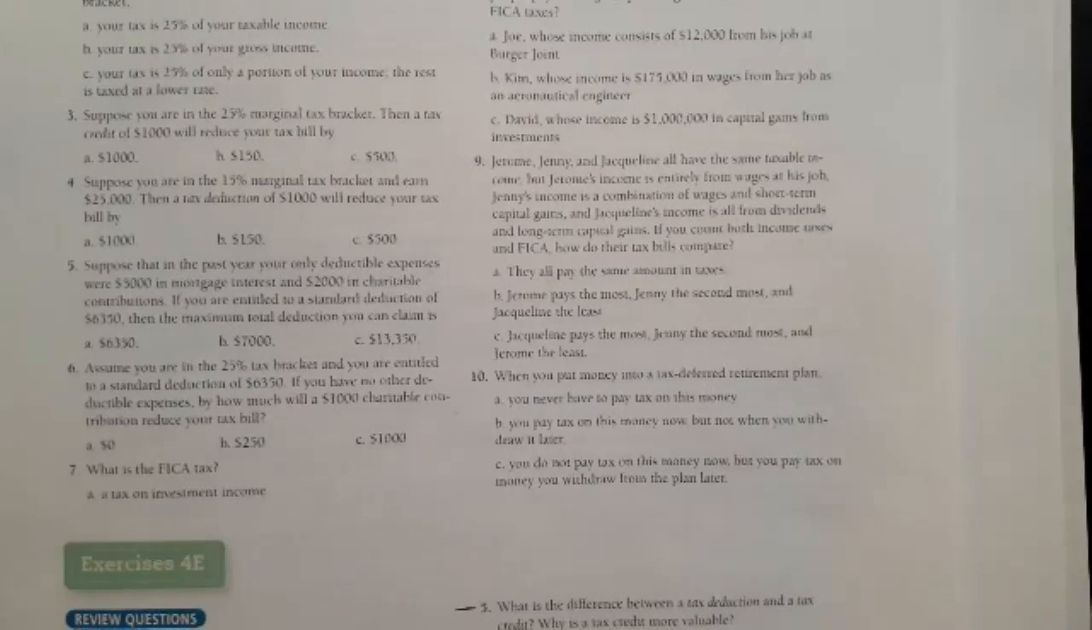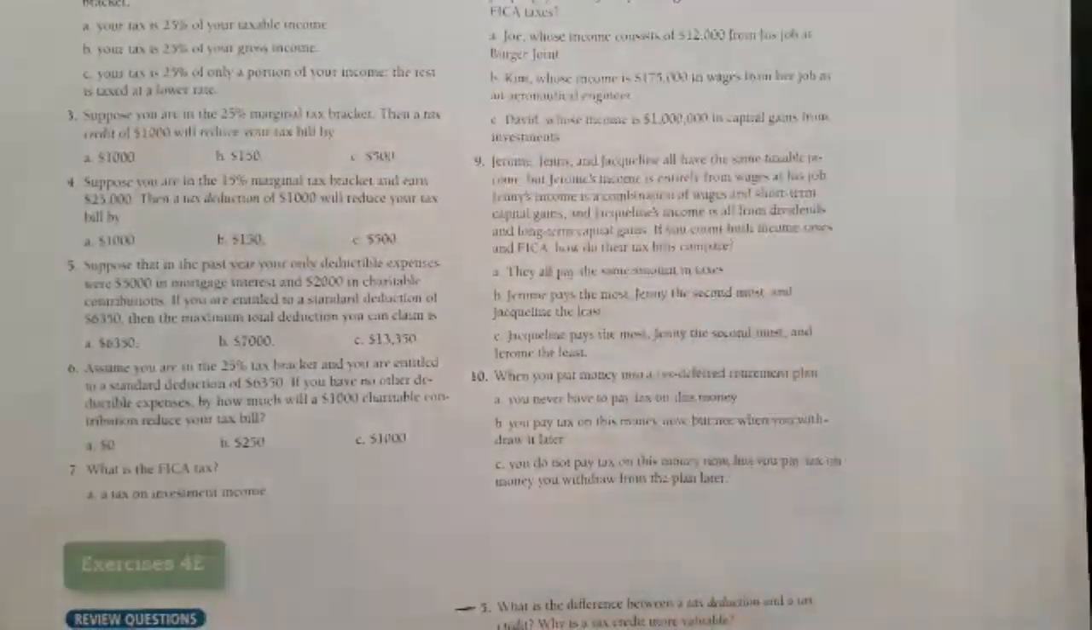For 5, suppose that in the past year, your only deductible expenses were $5,000 in mortgage interest and $2,000 in charitable contributions. If you are entitled to a standard deduction of $6,350, then the maximum total deduction you can claim is: 6,350, 7,000, or 13,350. And you say B, at 7,000. Yeah, that's what you said.